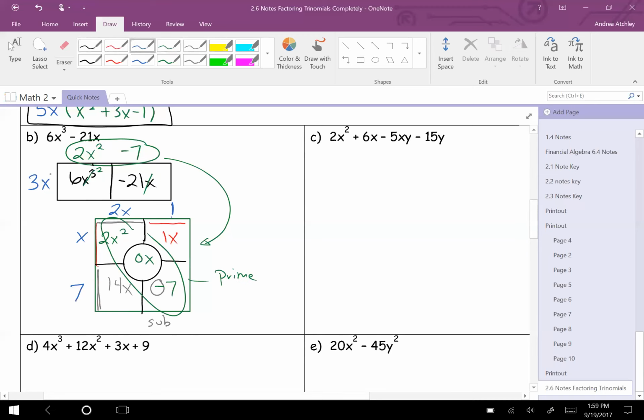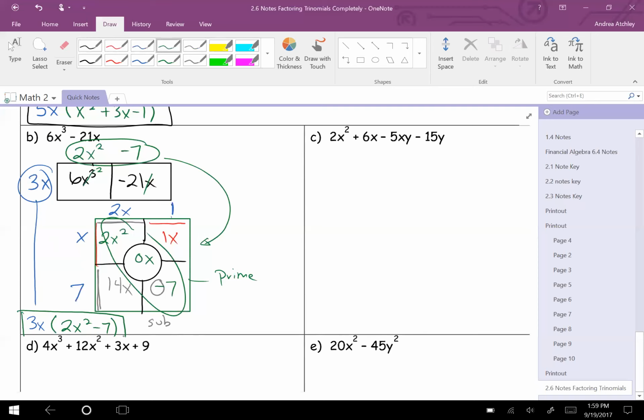So my factors are the 3x times the 2x squared minus 7. Any questions over that?